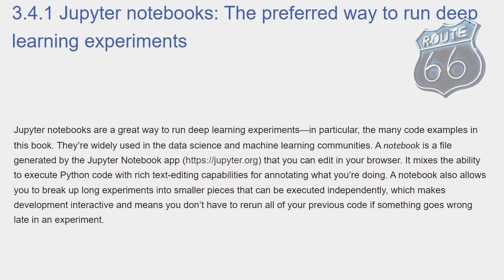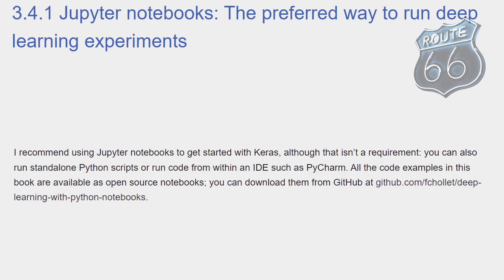A notebook also allows you to break up long experiments into smaller pieces that can be executed independently, which makes development interactive and means you don't have to rerun all your previous code if something goes wrong late in an experiment. I recommend using Jupyter Notebooks to get started with Keras, although it isn't a requirement. You can also run standalone Python scripts or run code from within an IDE such as PyCharm. All the code examples in this book are available as open source notebooks. You can download them from GitHub at github.com/fchalet/deep-learning-with-python-notebooks.